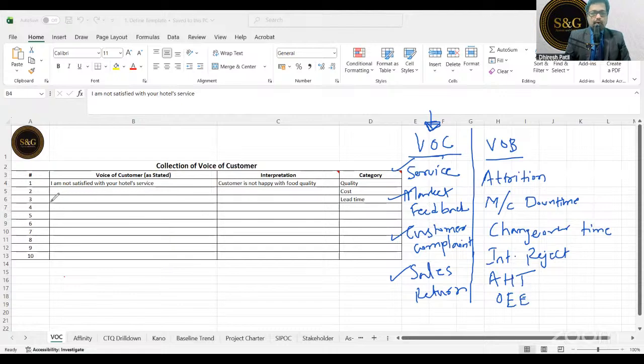Okay. Now, if it is voice of customer, then you use VOC, affinity, CTQ diagram, and Kano, and then you start the project. If it is voice of business, you directly start with the baseline trend. Are you clear with this? Just give me a yes in the chat box. You can see at the bottom there are different sheets in this entire template.